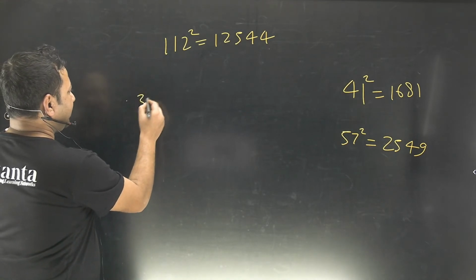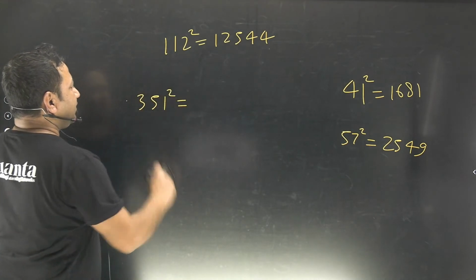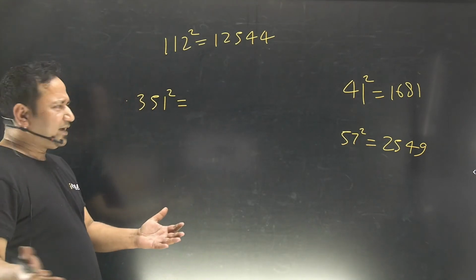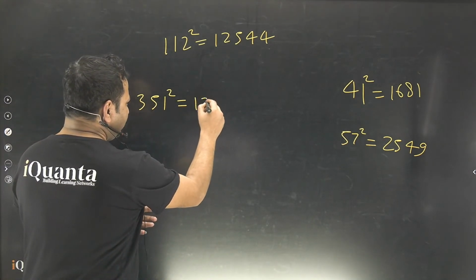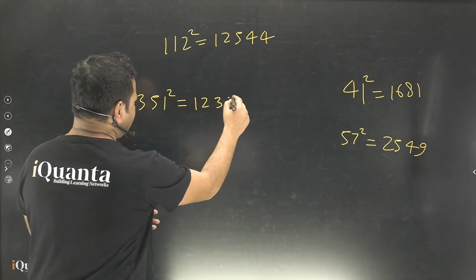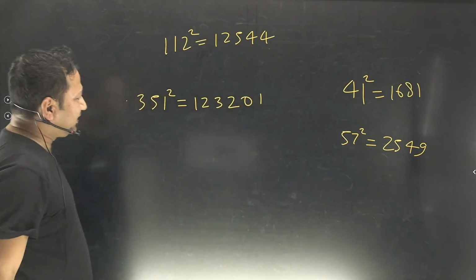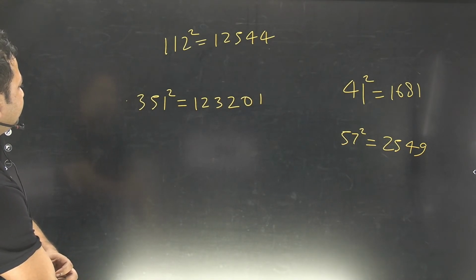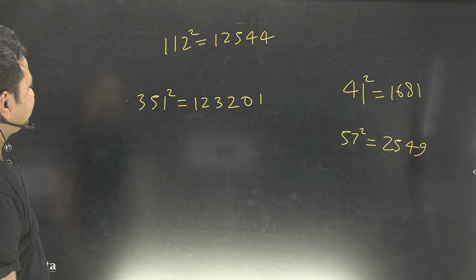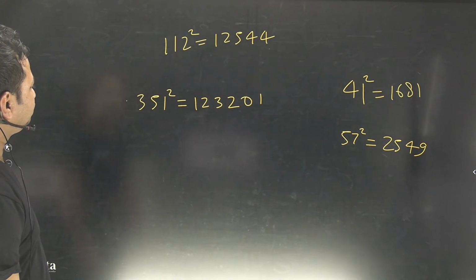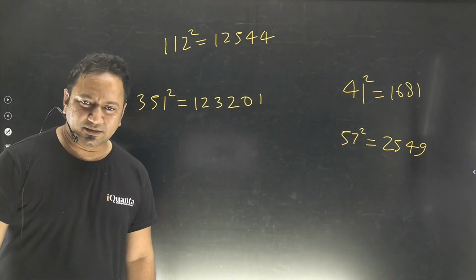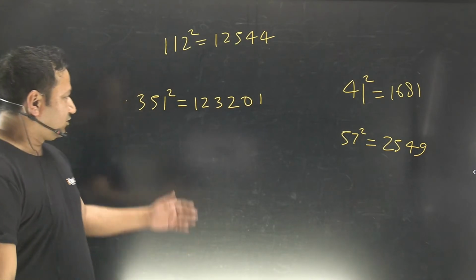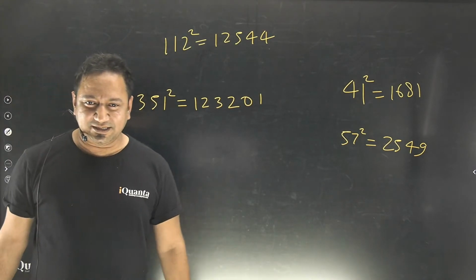Okay. Someone asked 351 ka square. Now what will I do? I don't know what the square is, I'll just make a guess. 1, 2, 3, 2, 0, 1. Is that correct? 1, 2, 3, 2, 0, 1. I don't know. I just guessed it.